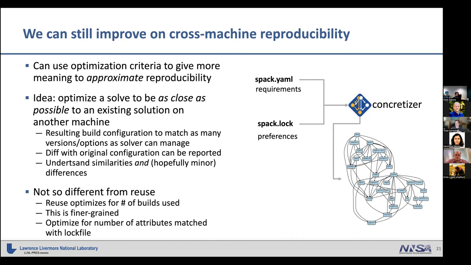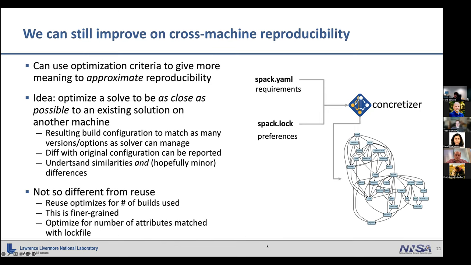So if you take a spec.yaml that has the requirements in it, and you've already built that spec.yaml on one system, and you want to compare the performance of that to another, we could treat the lock file from the first system as preferences for the second concretization. We could take something that was installed on one system, and instead of optimizing for the number of builds used from the existing set of builds, we could do something finer grained. We could optimize for the number of attributes on the nodes, the number of properties, variants, and so on, and try to make those as similar as possible to the first system.